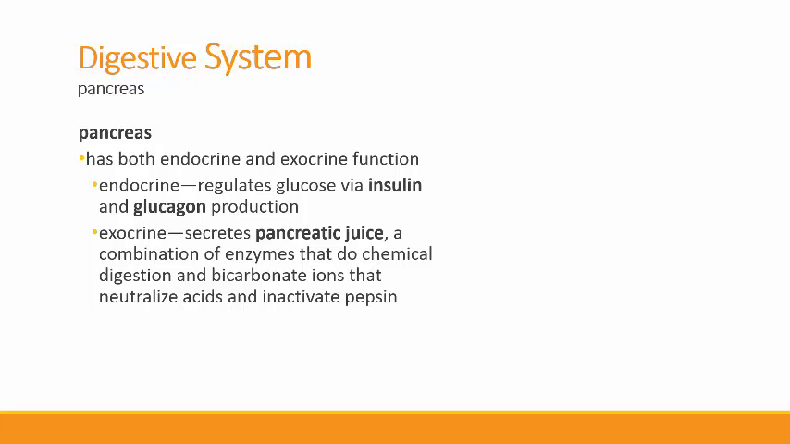Pancreatic juice is a combination of enzymes that are responsible for chemical digestion and a very high concentration of bicarbonate ions that work to neutralize the acids that are produced in the stomach and mixed into the chyme, and also inactivate the pepsin that has been produced in the stomach.